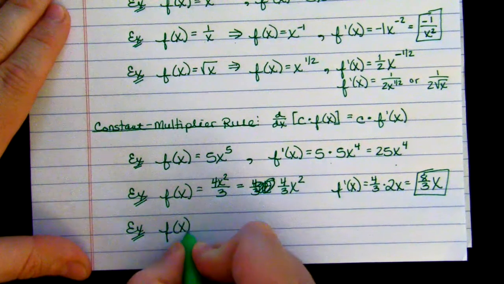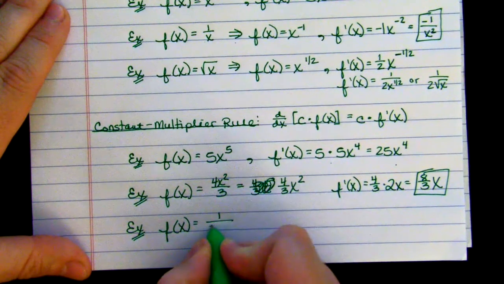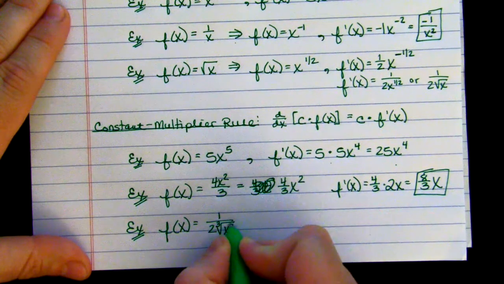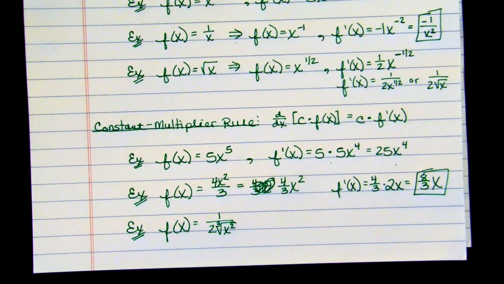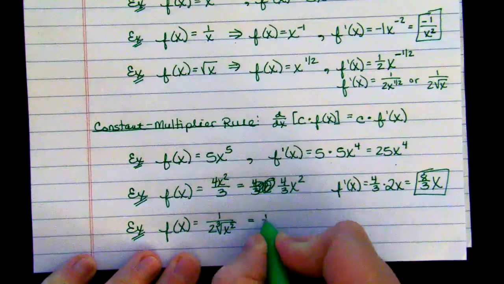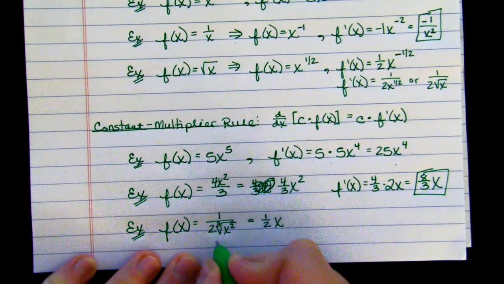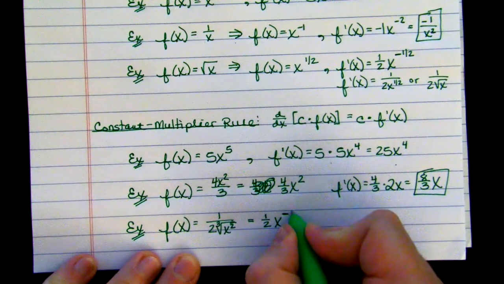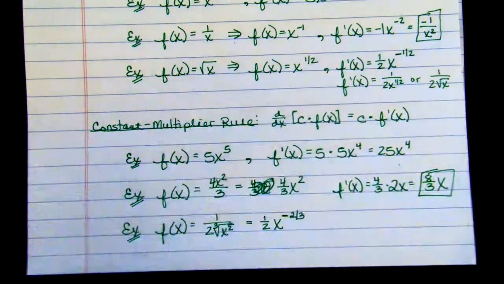F of x equals 1 over 2 times the cube root of x squared. First thing I want to see if you can do is rewrite this problem so I can use the constant multiplier rule and the power rule. How would you rewrite it? So I'm going to say 1/2 x to the, okay, cube root of x squared on the bottom is going to be x raised to the negative 2 thirds, like that.